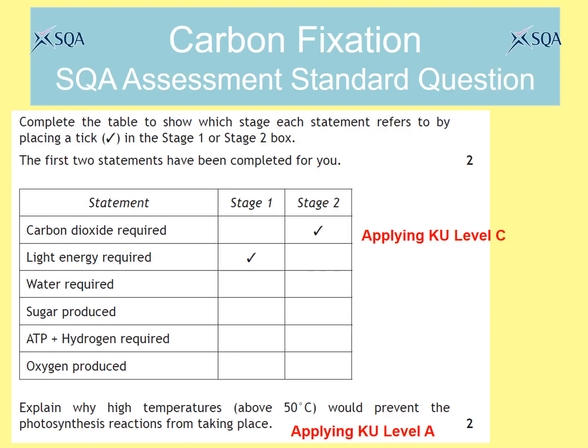Here we have some assessment standard questions for carbon fixation. There is also a crossover to the light reactions in the first question, and that's a wee bit of a recap from our previous lessons. The first one's about applying your knowledge at a level C. You're being asked here for the 4 statements to identify whether they happen at stage 1 or stage 2. The second question is a level A, so there's a little bit of depth of knowledge required, a little bit more challenging. And you've been asked to explain why high temperatures above 50 degrees would prevent the photosynthesis reactions from taking place. Give you a few moments to have a think about these, and then the answers will be revealed.